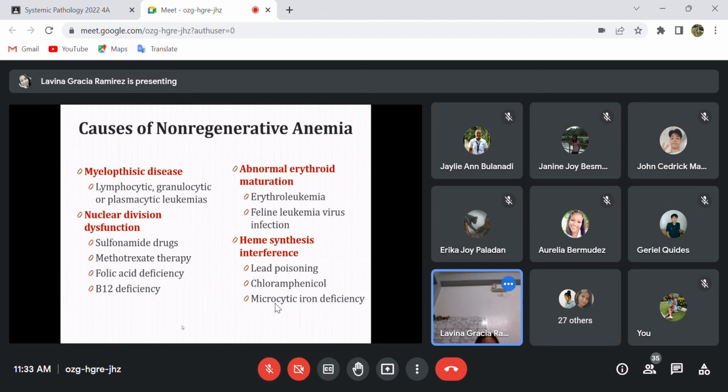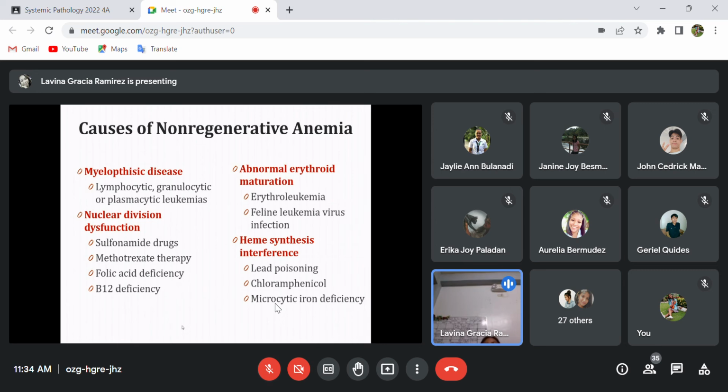So it was mentioned here, which I didn't mention earlier, that your sulfonamide drugs, especially the folic acid antagonists, affect the nuclear divisions and the protein divisions. Also methotrexate therapy, folic acid deficiency, and vitamin B12 deficiency. B12 is your cyanocobalamin. So without cyanocobalamin, and the cobalt, there will not be complete usage of cyanocobalamin, because the cobalt is one of the coenzymes and cofactors for B12.